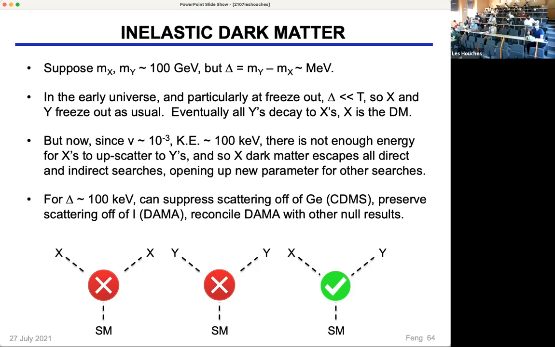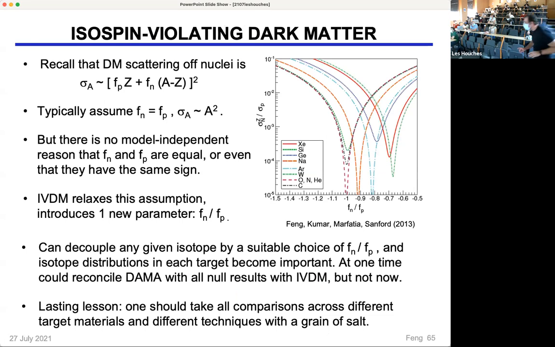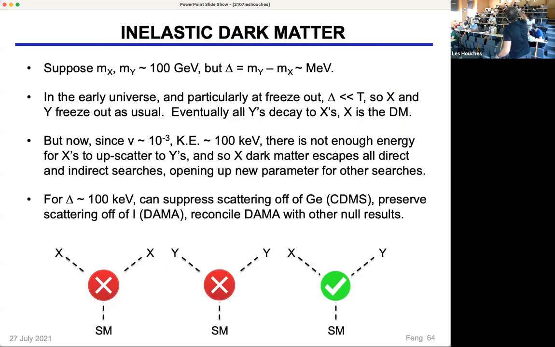Any other questions? All right, I think everybody's happy, so oh, they're in the chat. Sorry. Oh, go ahead. Yeah, sorry. So the scattering is suppressed on germanium, but it's okay for iodine, and xenon is just next to iodine. So what happens for xenon?